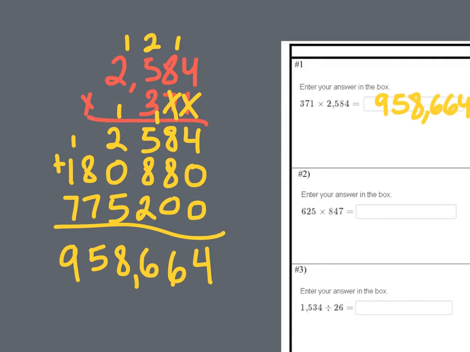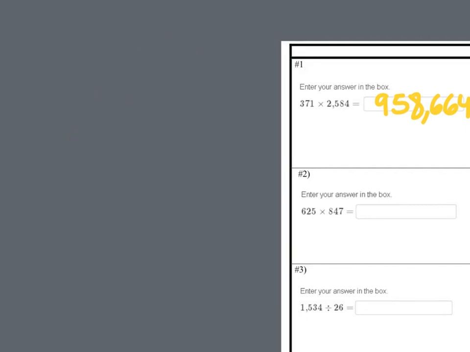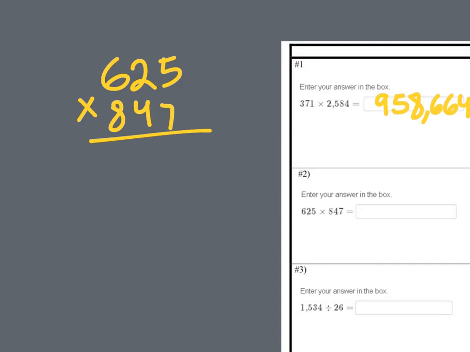For number 2, we're just going to multiply a 3-digit times a 3-digit. Let's get started. It's 625 times 847. 7 times 5 is 35. Carry the 3. 7 times 2 is 14. Add 3 makes 17. Carry the 1. 7 times 6 is 42. Add 1 makes 43. Cross out the 7. Place your 0.